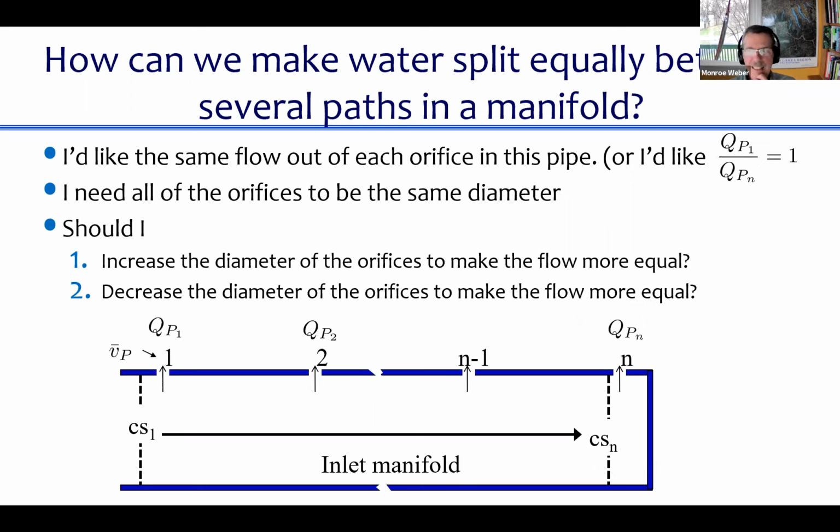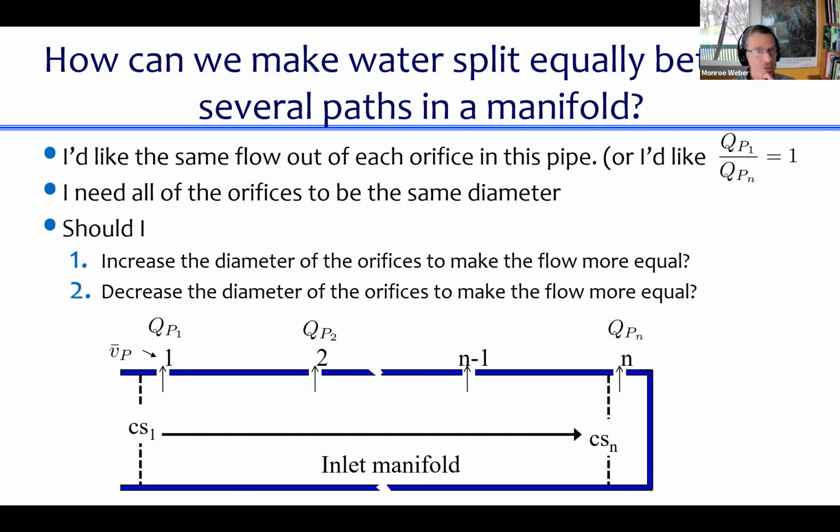Well, it means that almost 30% of you no longer trust Monroe, which is good. That means that you're skeptical, and I want you to be skeptical. So that's very, very good. 20% say you should increase the diameter, and 50% say you should decrease the diameter. And those 50% got it right. You should decrease the diameter.